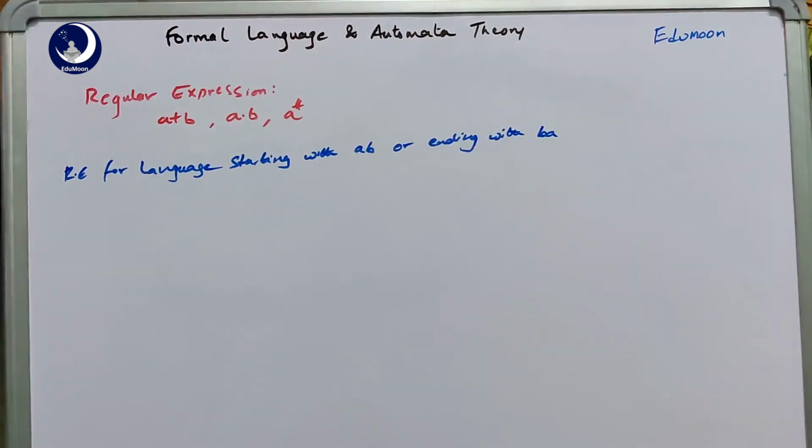Now let us take one more example where the language should contain the strings which either start with ab or end with ba. So either the string should start with ab or end with ba. So we use the union of the first two examples that we discussed earlier. We just combine those two using the union operator. So it is ab(a+b)* or (a+b)*ba. So either it starts with ab or it ends with ba.